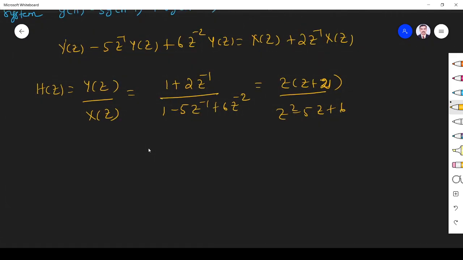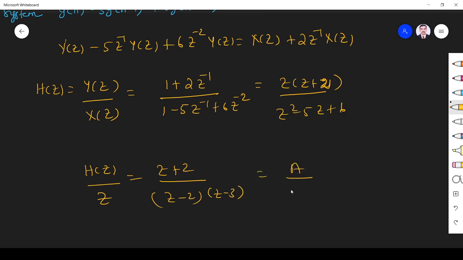Now I take H(z) and bring this z to this side. I told you, whenever you take partial fraction expansion and inverse z transform, bring z to one side. So it will be H(z) by z equals (z plus 2) divided by (z minus 2) into (z minus 3), that is equal to A by (z minus 2) plus B by (z minus 3).